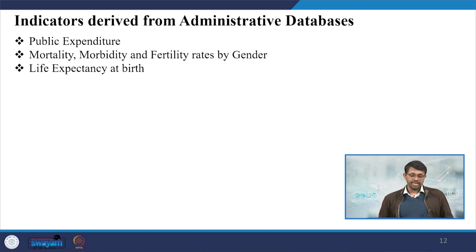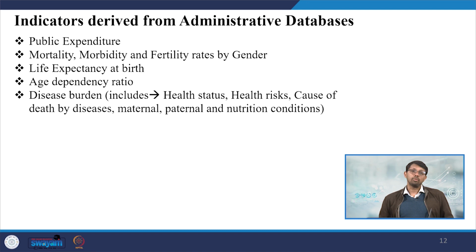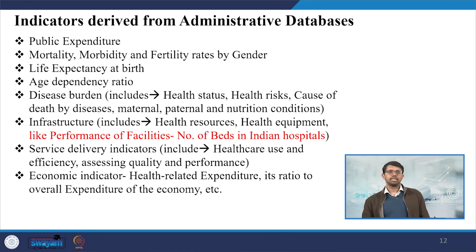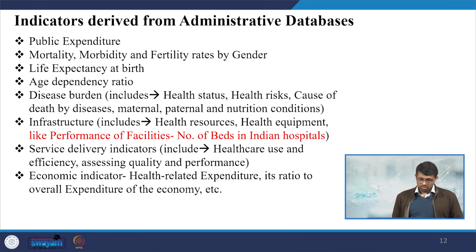health data. Indicators derived from administrative databases are like public expenditure, mortality, morbidity, fertility rates by gender, life expectancy at birth, age dependency ratio, disease burden, which includes health status, health risk, etc., including maternal and paternal nutrition conditions. Infrastructure includes health resources, health equipment, like performance of facilities, number of beds in Indian hospitals. Service delivery indicators include healthcare use, efficiency, assessing quality and performance.